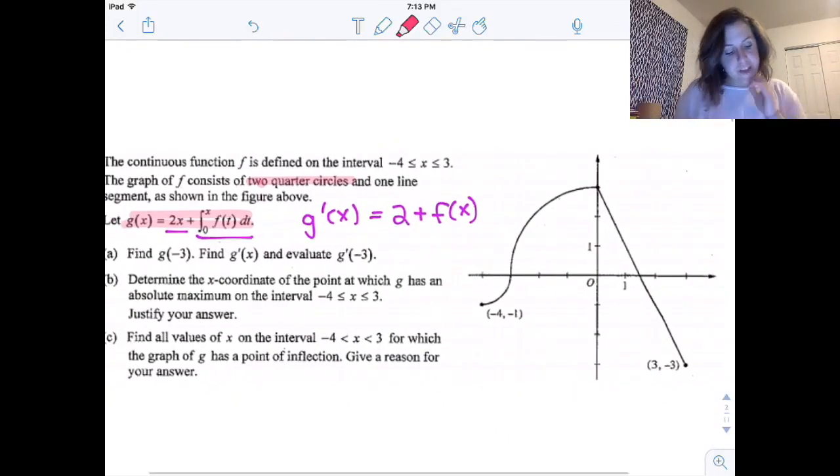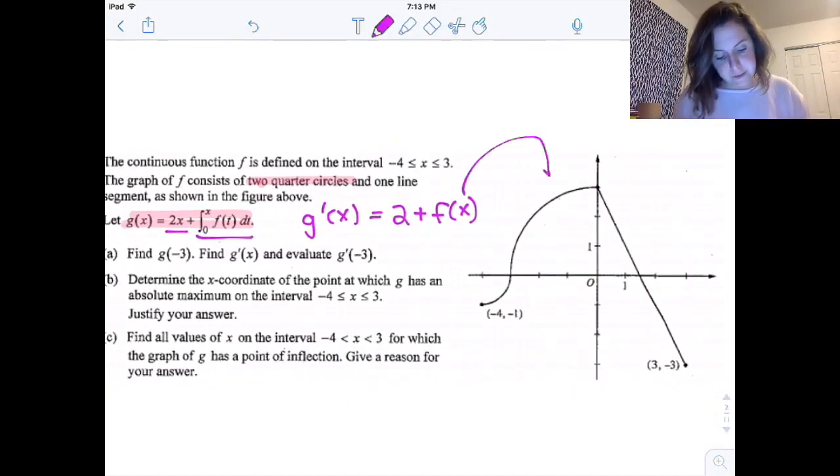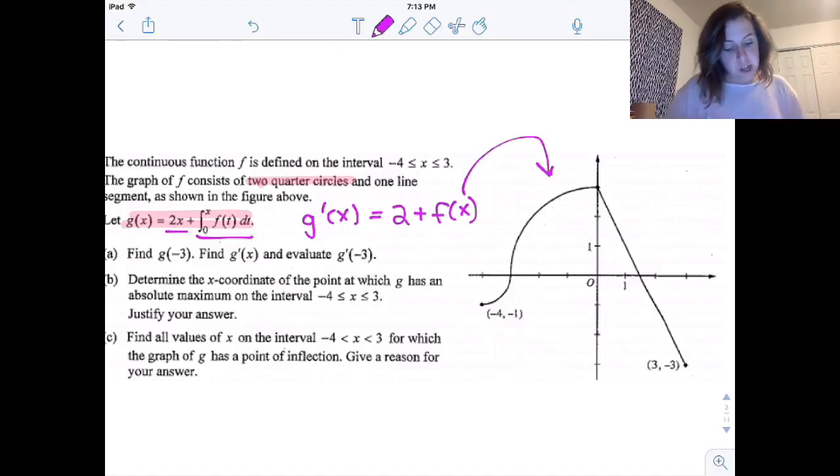So this graph is f. Okay, this graph is f. And g prime is 2 plus f. First it wants me to find g of -3. It wants me to find g prime of x and then evaluate g prime of -3. I've actually already done part of that just from anticipating what would be in here. So let's start with part A.